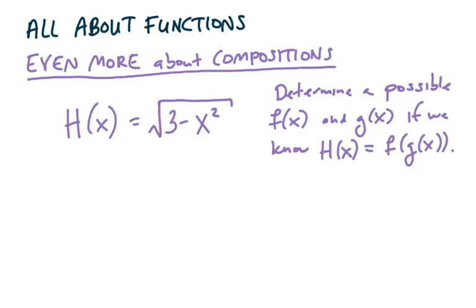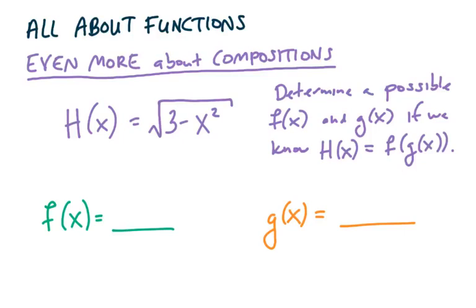Sometimes with these, I just have to play around a little bit and actually try the composition in the forwards direction to see if it works. So just to reiterate our goal, we want to know what is a possible f and what is a possible g, such that if we take f of g of x, we arrive at this radical function. So h of x is the result of composing.